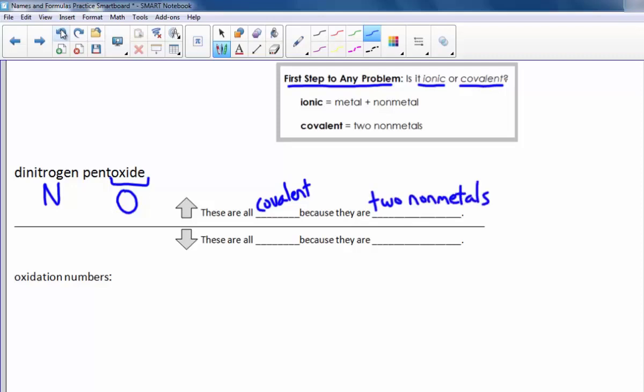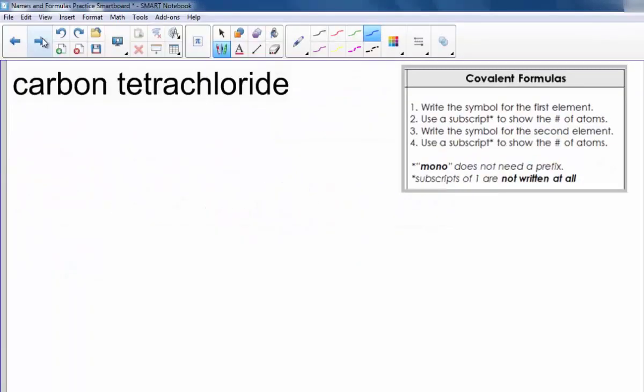So if you've got that on your page, let's go back to the top and start figuring out how to write formulas. So at the top of the page, we have carbon tetrachloride. For the first step, we need to write the symbol for the first element. Carbon, that's just plain C. And we use a subscript for step 2 to show the number of atoms. Carbon doesn't have a prefix on it, and so that means there's only one atom of carbon.